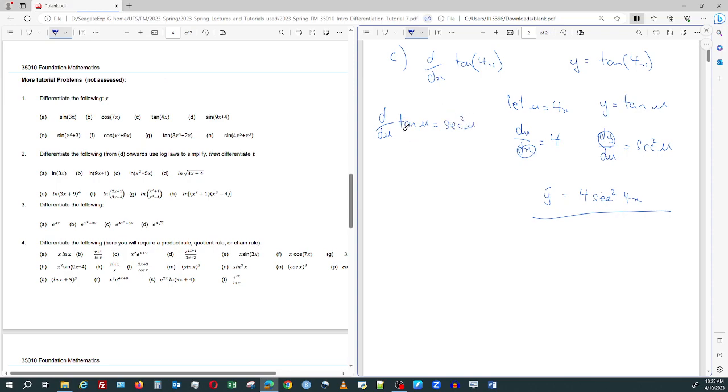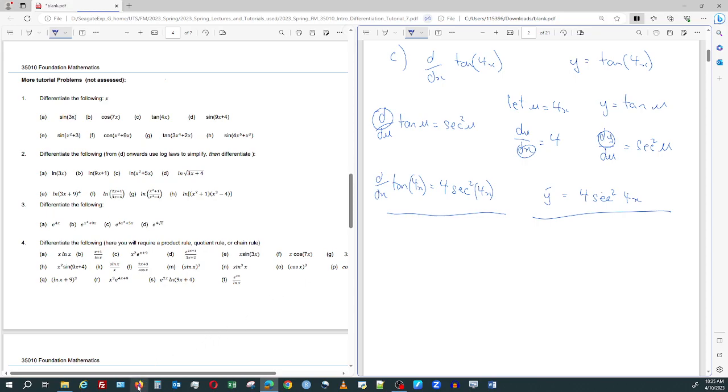Putting the chain together, we will get d dx tan 4x is equal to 4 sec squared 4x. Okay, same thing, just using the bits that are common.